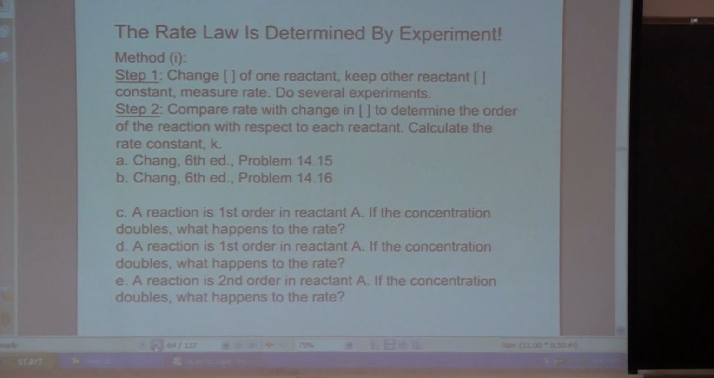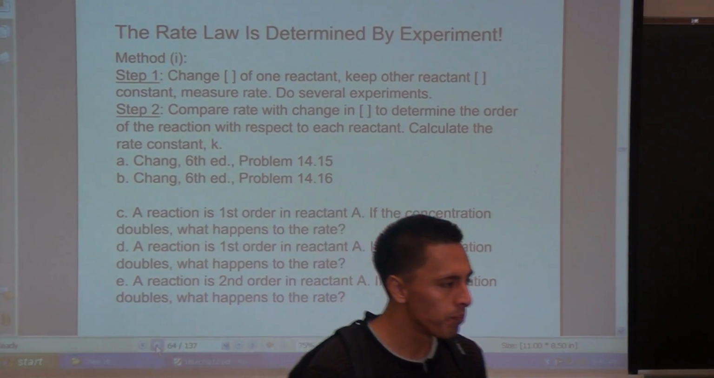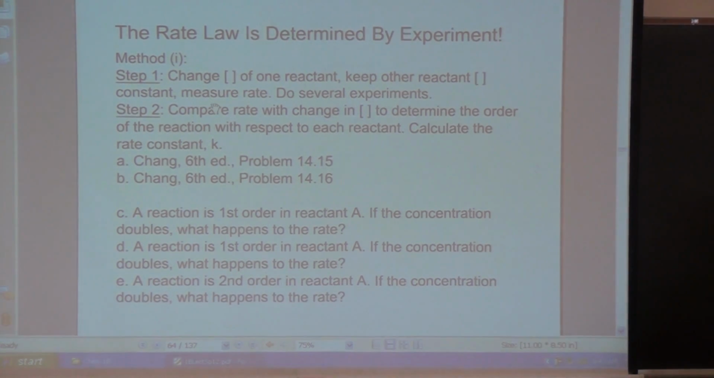Okay, so let's see. We reviewed how to determine the rate law by experiment. This is the way we discussed in quiz 5. In step 1, you do several experiments. You change the concentration of one reactant, keep the other reactant concentration constant, and measure the rate. Compare the rate with the change in concentration to determine the order of the reaction with respect to each reactant. Then you can calculate rate constant K. So we did that. Let's just review these questions here.